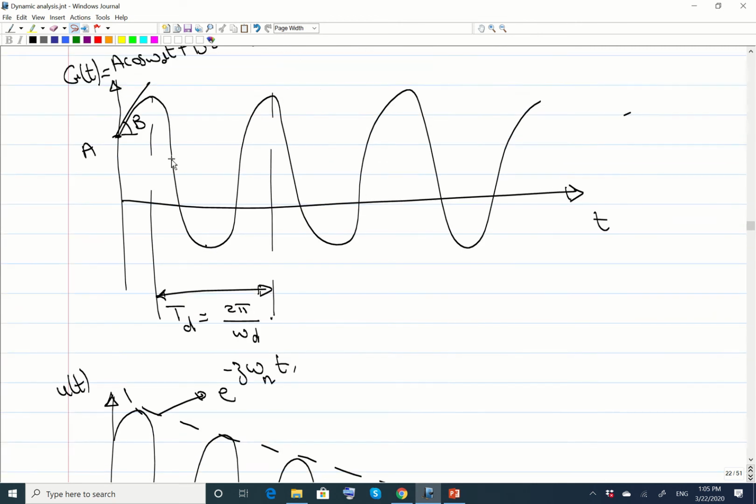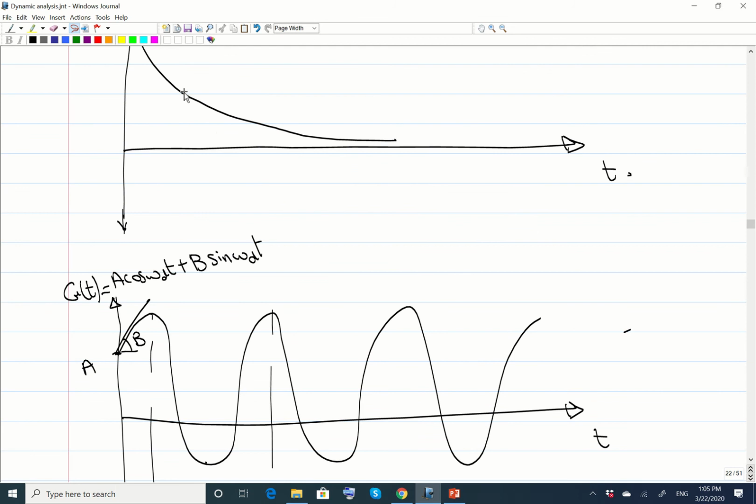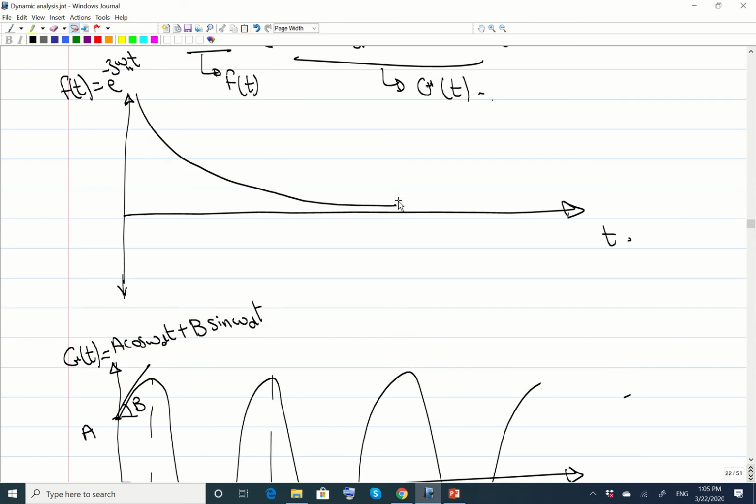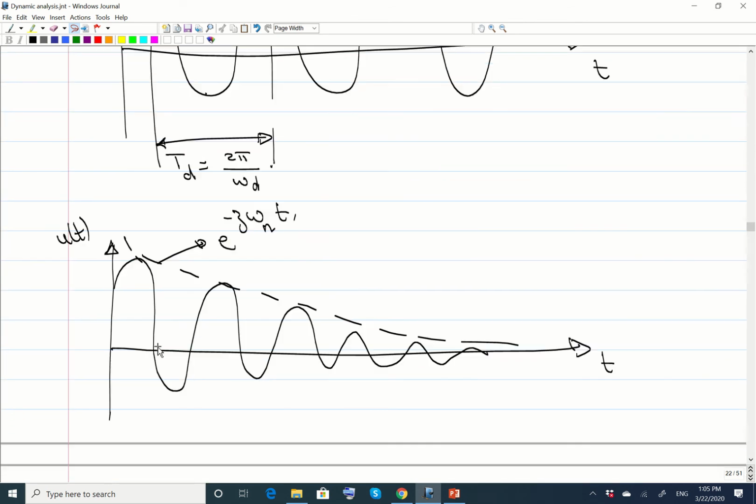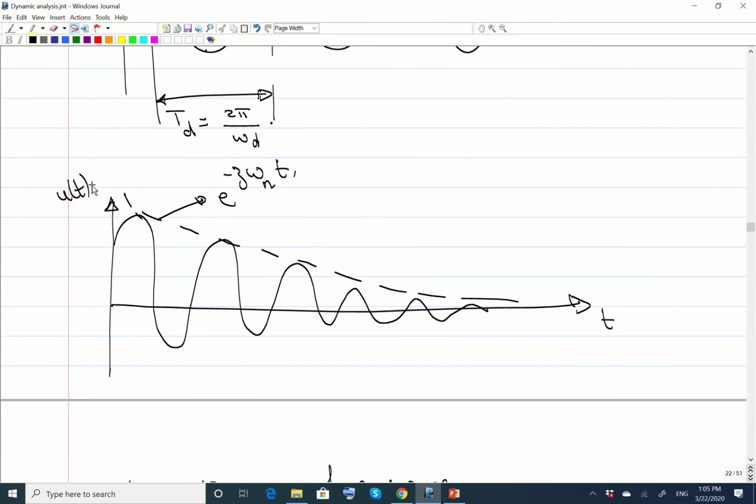You're multiplying this by the decaying function over here. So this is oscillating, but each time you're multiplying the amplitude by a smaller value as you move along that curve. It's the same oscillating function, but with a decaying amplitude each time until at the end it reaches 0. Okay, so that's u of t.